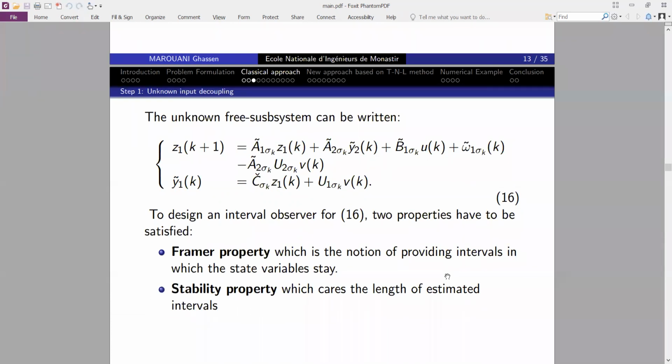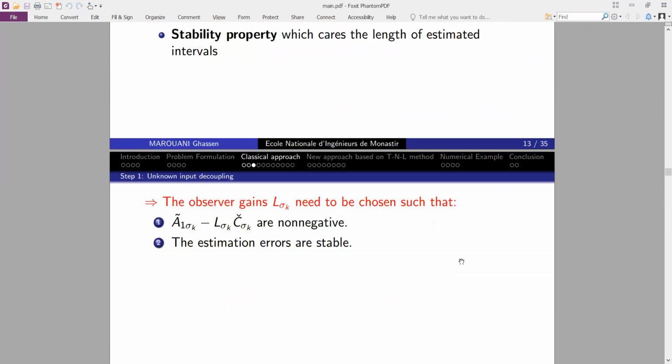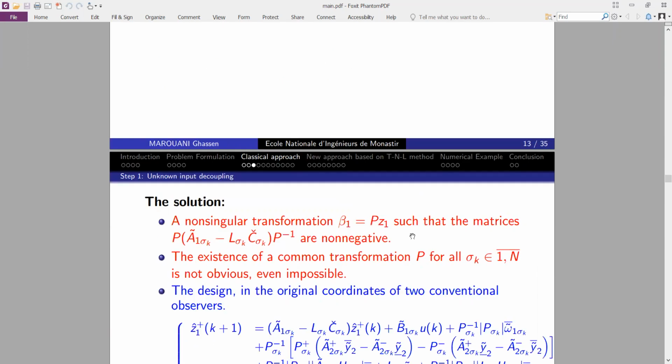The first is the Framer property, which is the notion of providing intervals in which the state variable stays, and the second property is the stability property, which takes care of the length of the estimated intervals. So we have to determine the gain of the observer such that the A tilde indexed by 1 sigma q minus L sigma q are non-negative, and the estimation error is stable.